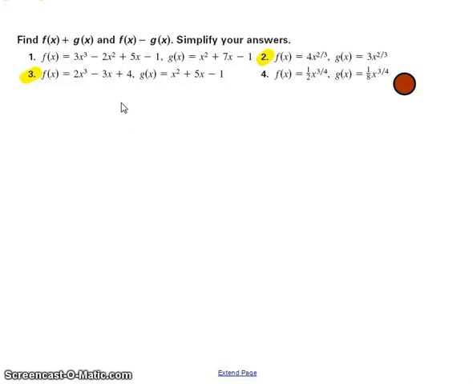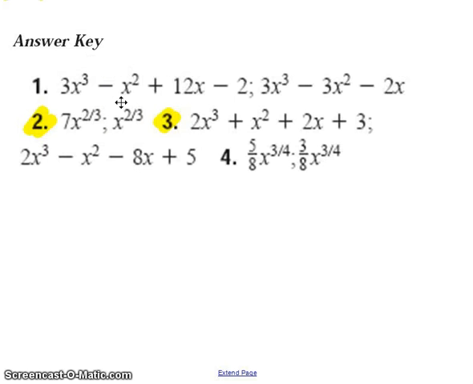Okay, I'm going to assume that you've done that, and here are those answers for number 2 and number 3. The left answer here is when you added them. The right answer here is when you subtracted. Same thing for number 3. This is what you got when you added them, and this is what you should have gotten when you subtracted them. Of course, you can hit the pause button and study these answers.